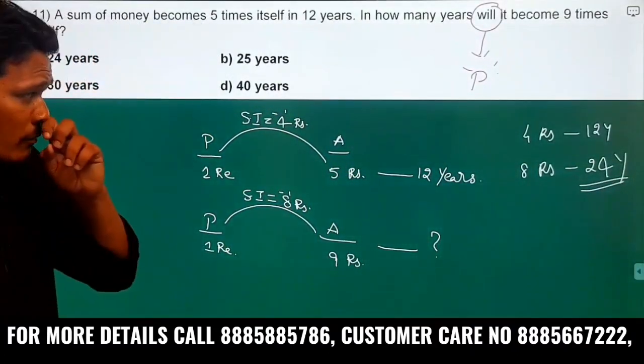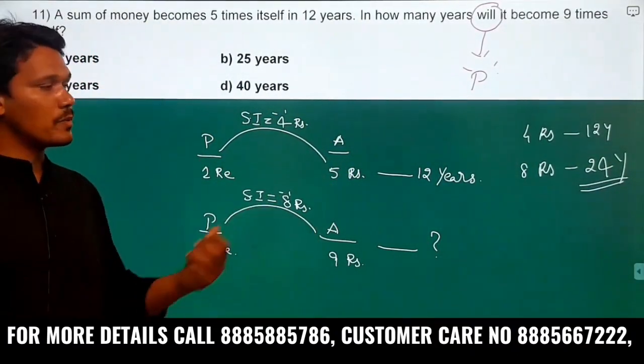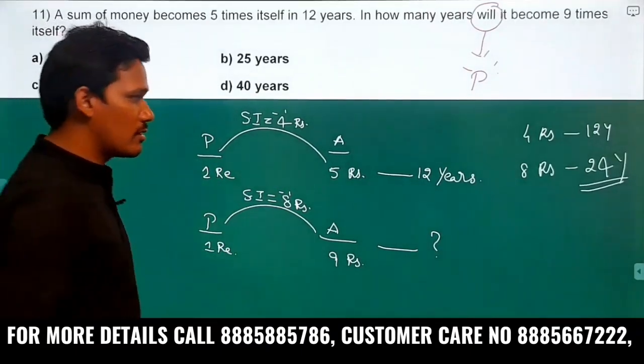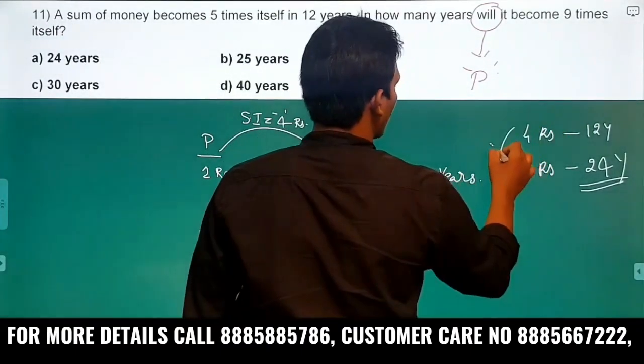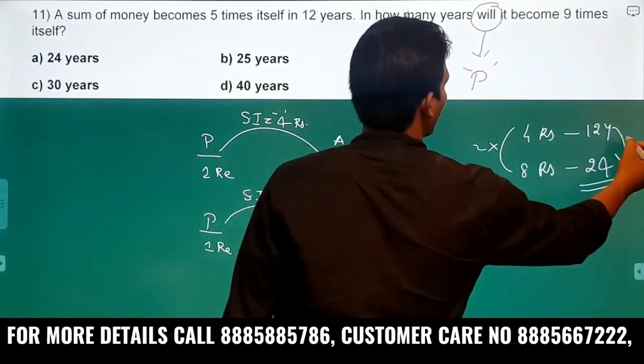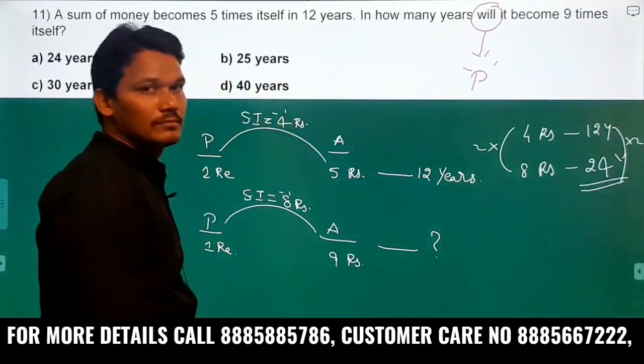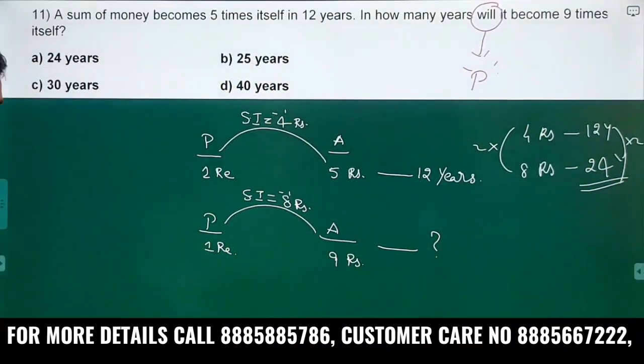Okay, so to develop 4 rupees, it has taken 12 years. To develop 8 rupees, it will take 24 years. So 4 into 2, otherwise 12 into 2. Right? Yeah. Next, we'll go with the next question.